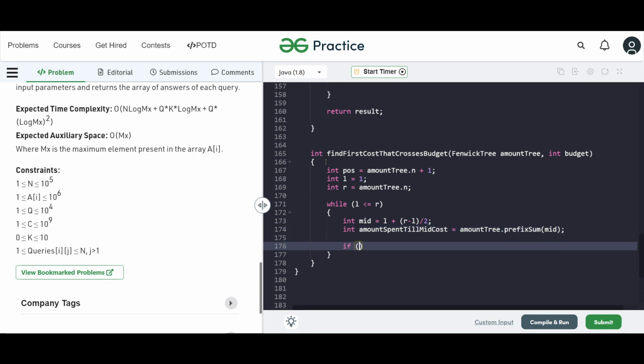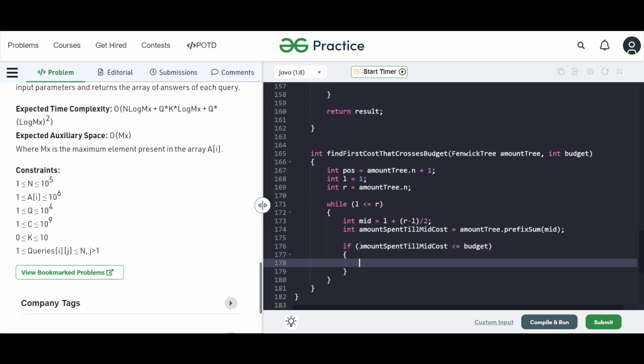And now if this amount is less than or equal to our budget, that means the first guy which crosses the budget has to be in the right, right? So let's search further in the right side. So for that we'll do L equals to mid plus 1.